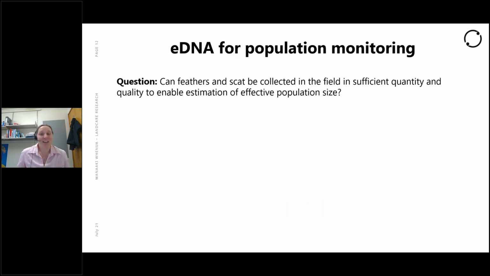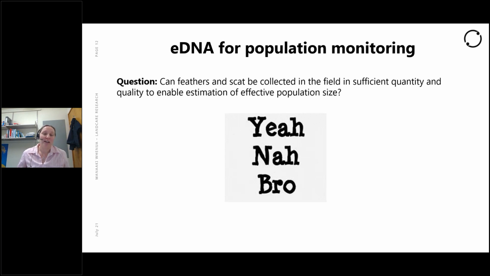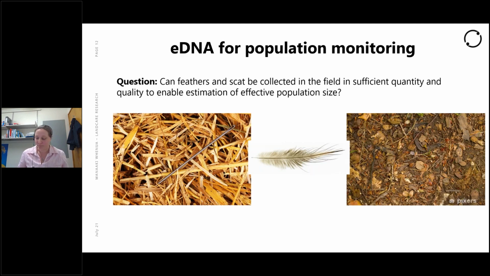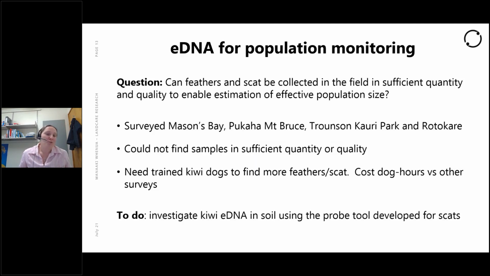Can you collect feathers and scat in the field in sufficient quantity and quality to enable estimation of population size? Well, as a Kiwi, talking about Kiwi, here's my Kiwi answer. No, not using the tools that we used. You will have all heard of the proverbial needle in a haystack. I'm going to start a new one, which is looking for a Kiwi feather on the forest floor. So look, it's just not possible using the tools that we used, which was like walking transects, to find enough feathers to be able to estimate effective population size.